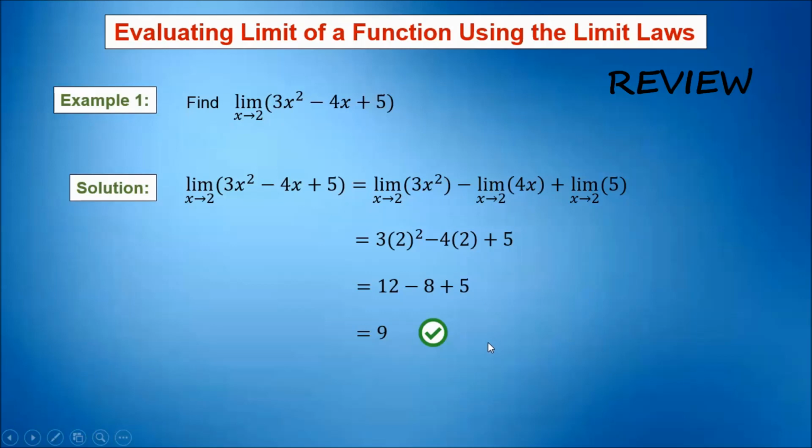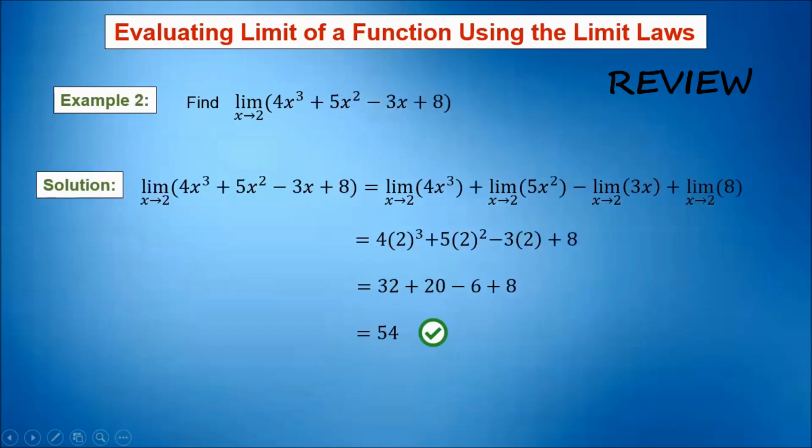Also, we can apply here the theorem number 10, which is the substitution, since our given is a polynomial function and the certain value is a real number. So we're just going to substitute 2 for the value of x. That is 3 times 2 squared minus 4 times 2 plus 5. That is 12 minus 8 plus 5. The answer is 9.